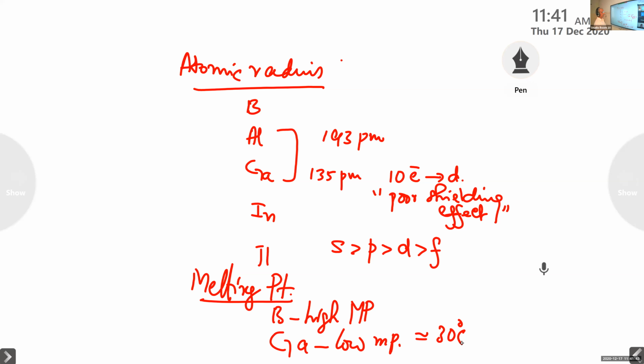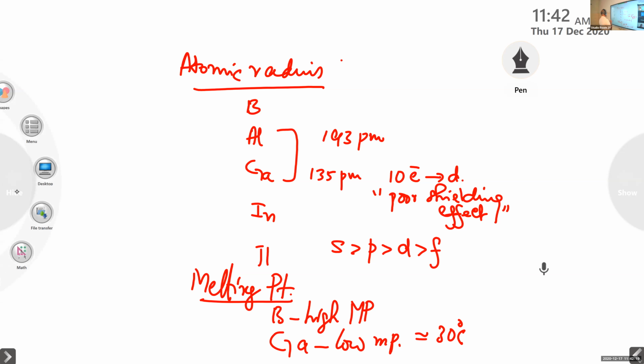They exist in the liquid state during summer season because they have very low melting point, of the order of 30 degrees Celsius. And so when these metals are kept on your palm, they melt because our body temperature, 37 degrees Celsius, is higher than the melting point of gallium as well as cesium. Okay, so that's about the melting point of the elements, especially gallium.